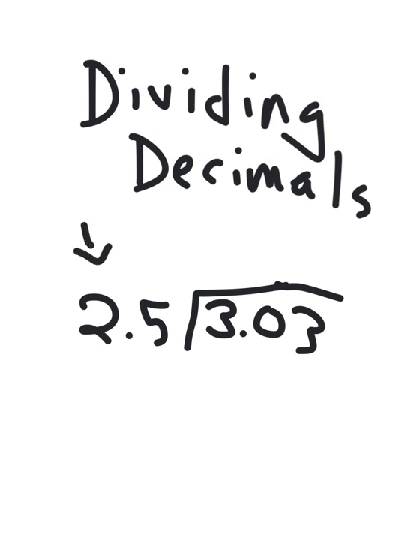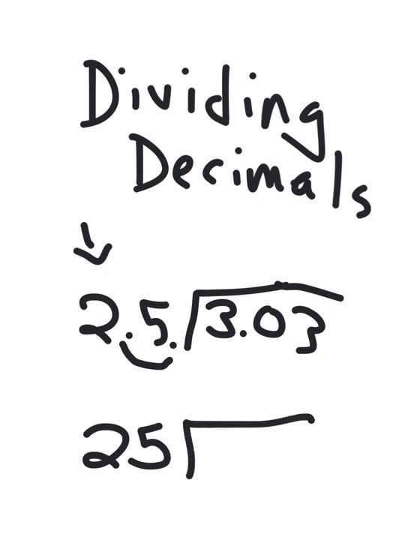Now, the way we do this is you have to take this number here, the divisor, which is 2.5. You have to multiply that by 10. That just means you're moving the decimal point, turning that 2.5 into a 25. Then this 3.03, you have to do the same thing to that. Since you multiplied 2.5 by 10 to make a whole number 25, you also multiply the 3.03 by 10. So you move the decimal point, making that a 30.3.